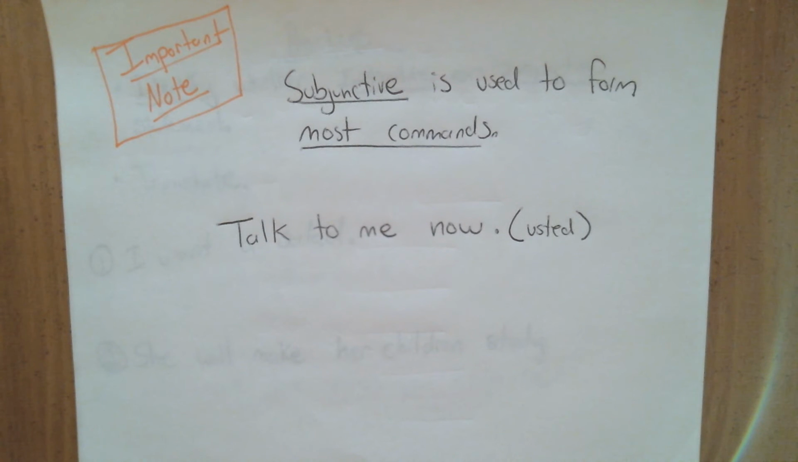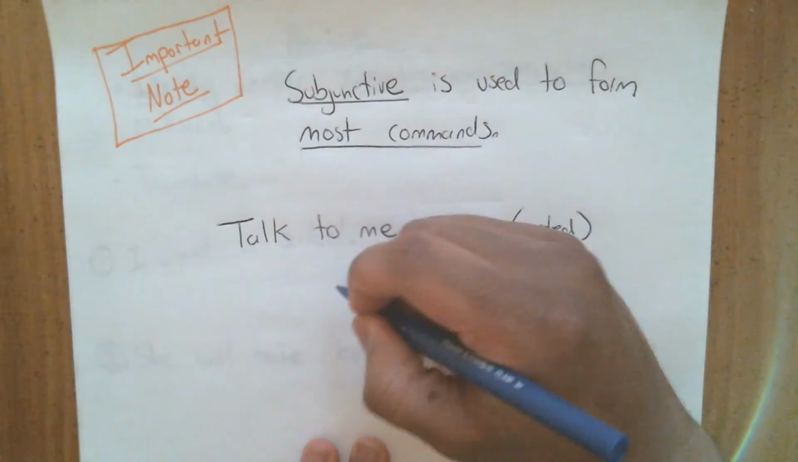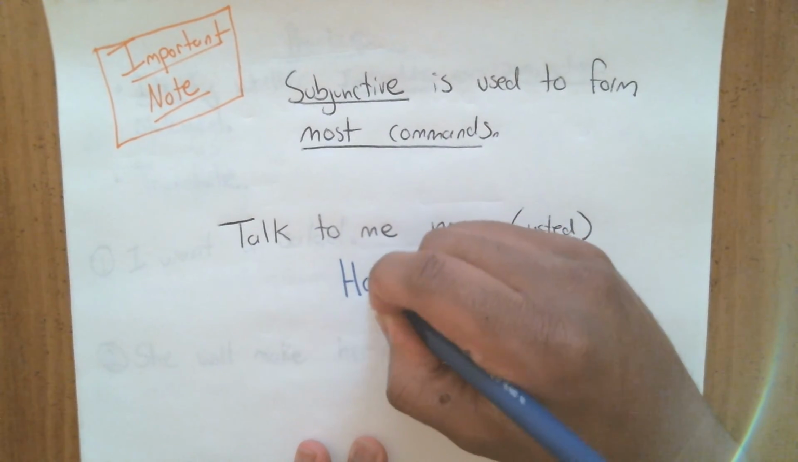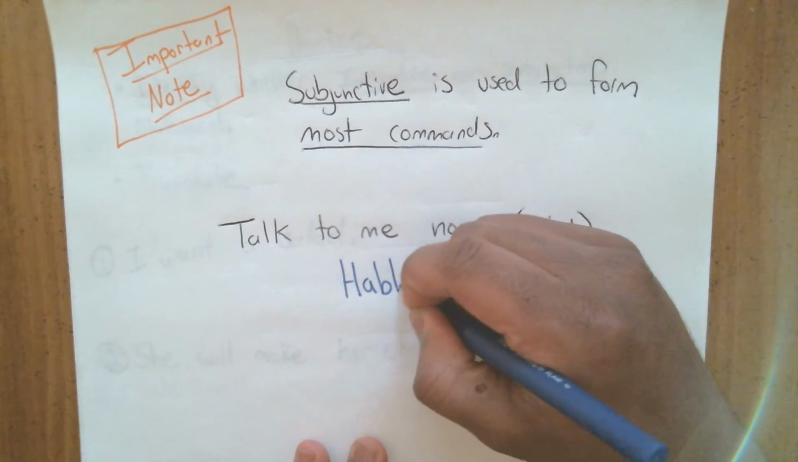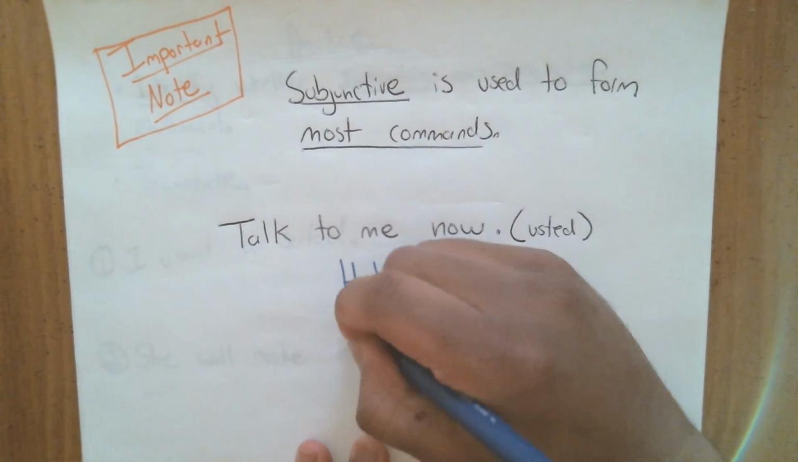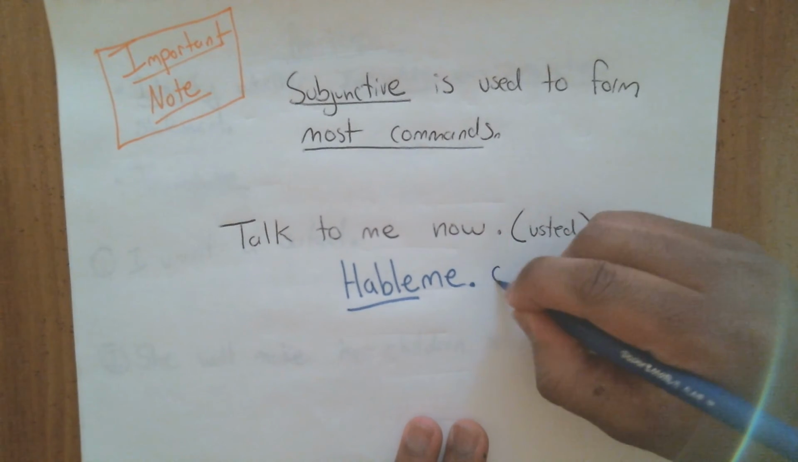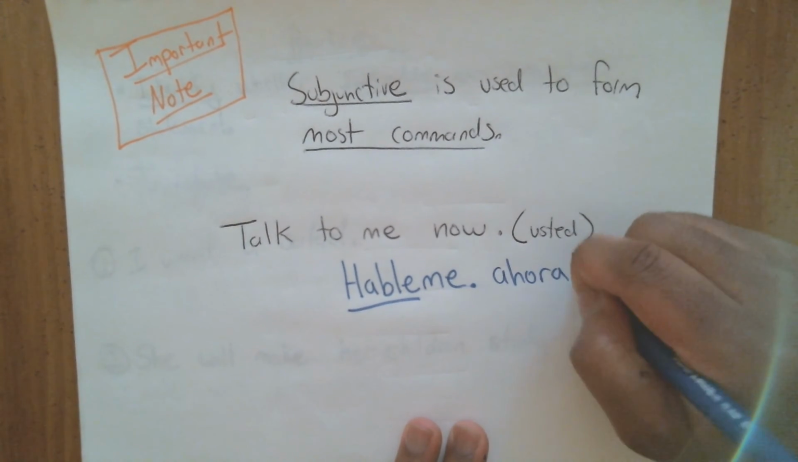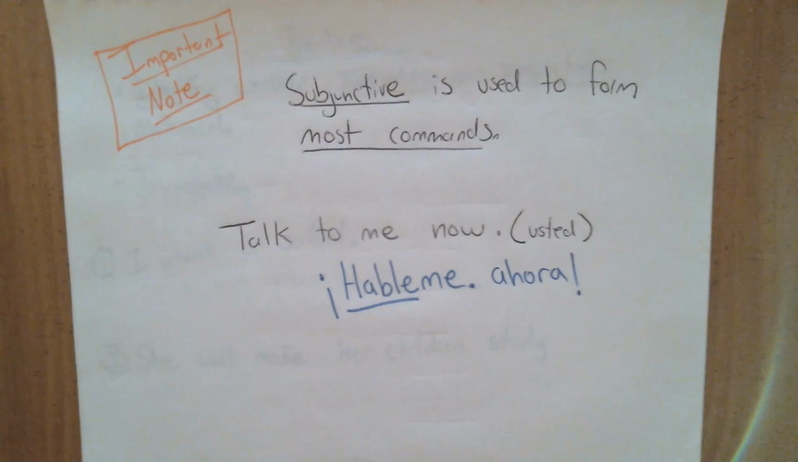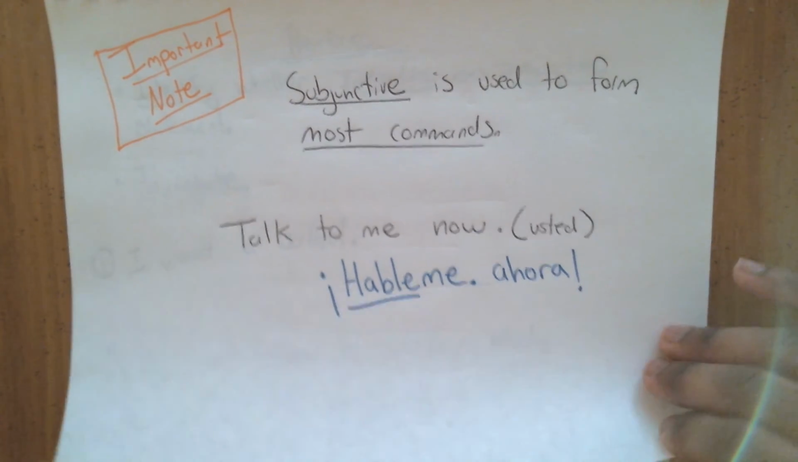This is the reason why in most of your command forms in Spanish, you use the subjunctive. Like, talk to me now would be hábleme, okay? Hable being the usted subjunctive form. Okay, hábleme, and talk to me now, hábleme ahora, all right? So the subjunctive is used in most of your command forms in Spanish, but that's another lesson as well.